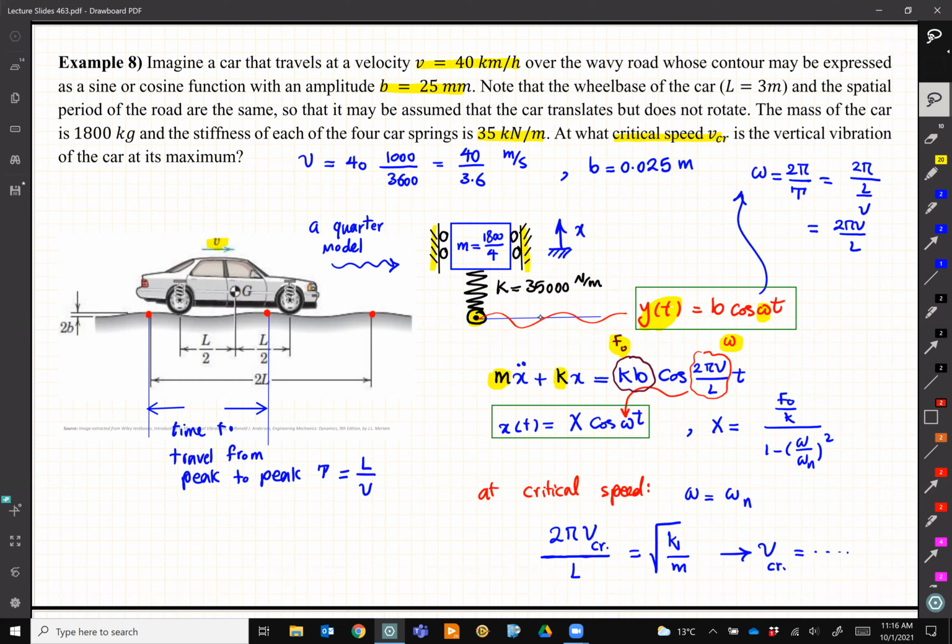Well, it seems simple once we get the first part of the question right. If you have the model, then the rest seems straightforward.